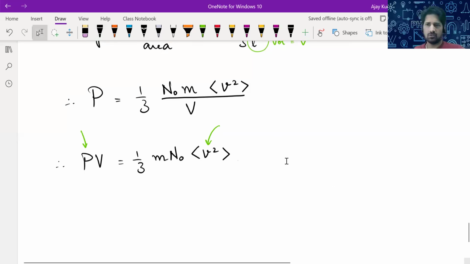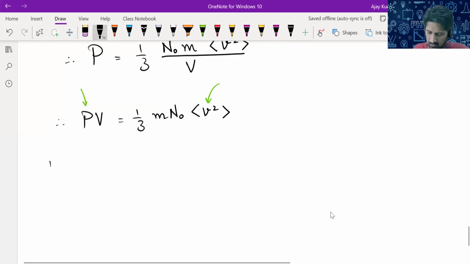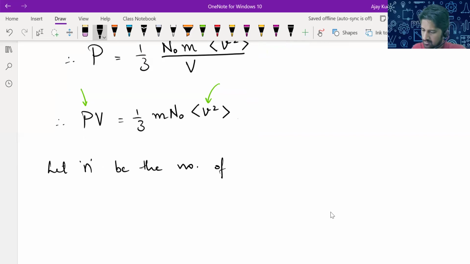There is another way also to write this. Here small m is the mass of each molecule. N naught is the number of molecules. Let us express this in terms of moles. Let small n be the number of moles. How do you calculate the number of moles? Small n, the number of moles, is number of particles divided by Avogadro number, right? Na is Avogadro's number.